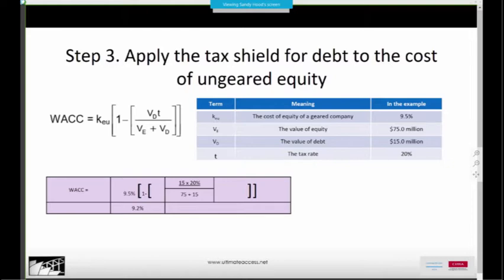of capital of 9.2%. So instead of getting the components of the weighted average cost of capital and working each of them out and adding them up, what we've done is we've just found what the cost of capital would be if we were only ungeared, and then we've multiplied it by a multiplier in this case, which brings it down.